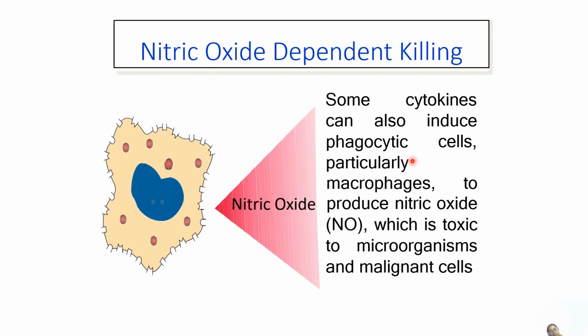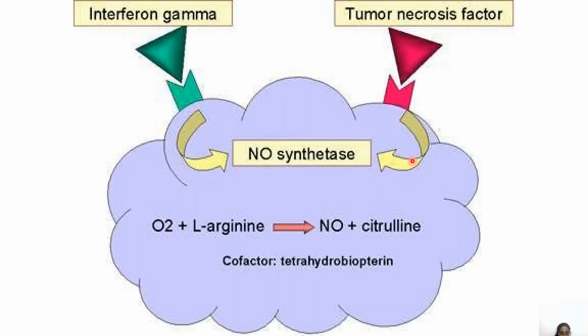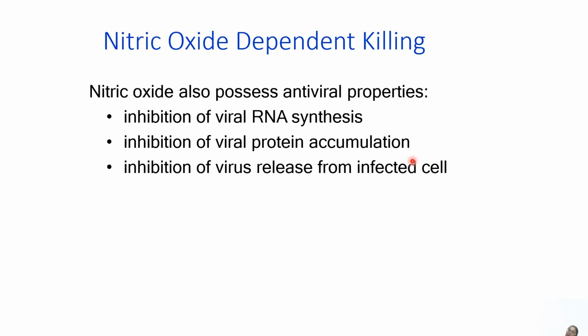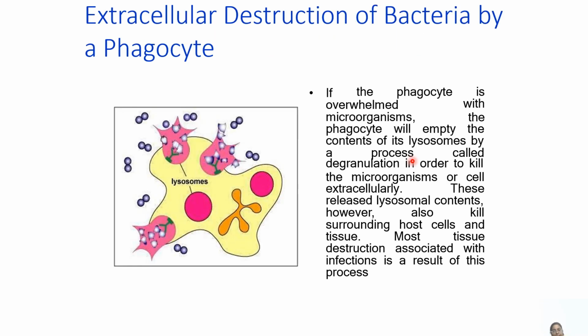So cytokines can also induce phagocytic cells, particularly macrophages, to produce nitric oxide as well, which can be toxic to microorganisms. So how does nitric oxide dependent killing happen? It is inhibition of viral RNA, inhibition of viral protein accumulation, and inhibition of virus release from the infected cell.